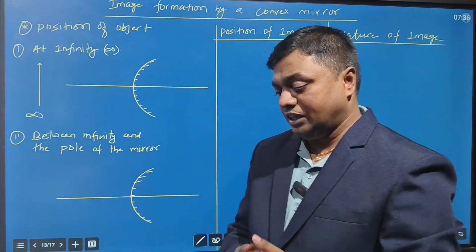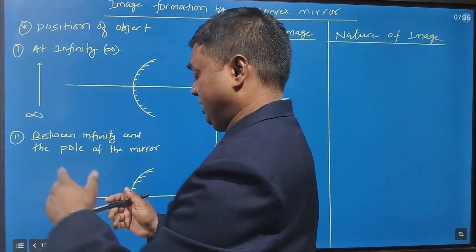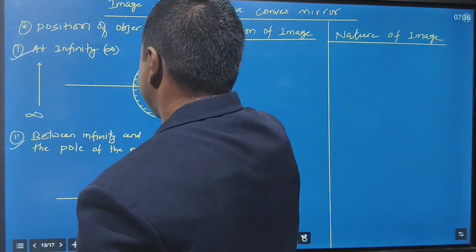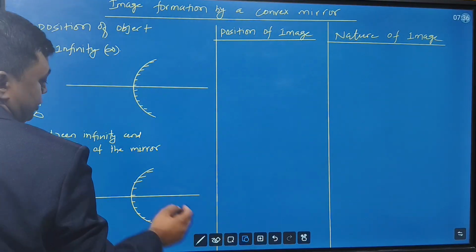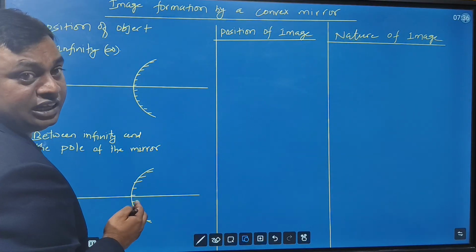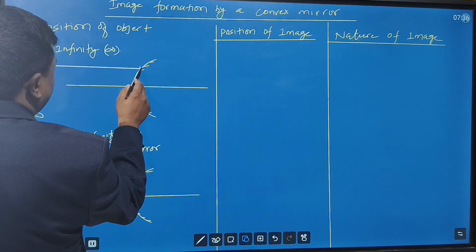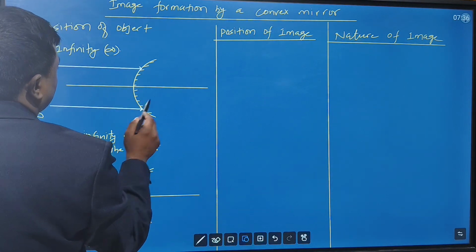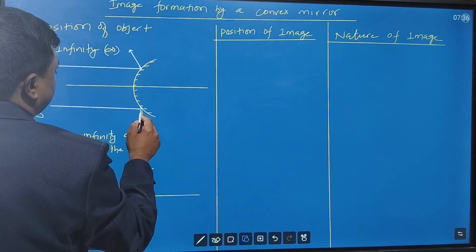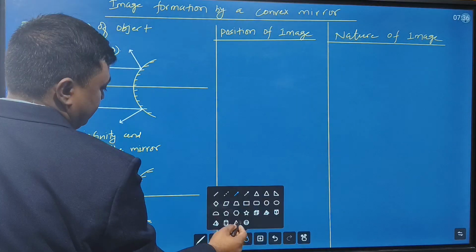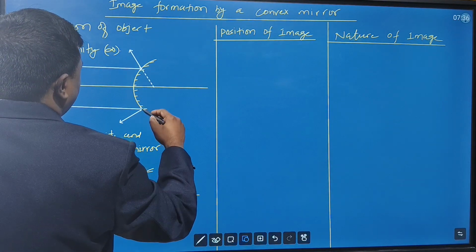Now, coming to the image formation by a convex mirror. Here only 2 cases are there. This is a convex mirror. You take the object at infinity. Here, I have taken one object at infinity. So you have to take at least 2 light rays, parallel, yes or no? So what will happen? If a ray of light is parallel, it will diverge, yes or no? It will appear to meet at a point. Consider this.